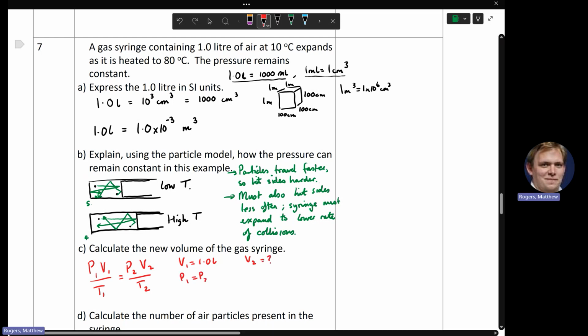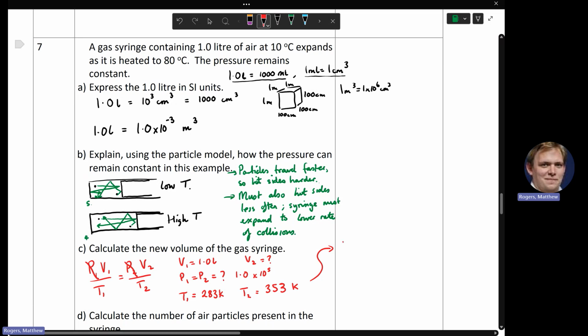P1 is equal to P2. We haven't been told the value. Again, I'm going to edit the question here and say that they're both at atmospheric pressure, so this is going to be 1.0 times 10 to the 5. But in this question, it doesn't matter because they're going to be the same. And T1 is written as 10 degrees Celsius, but we're going to put it in as 283 Kelvin. T2, it's heated to 80 degrees Celsius, so that is 353 Kelvin.